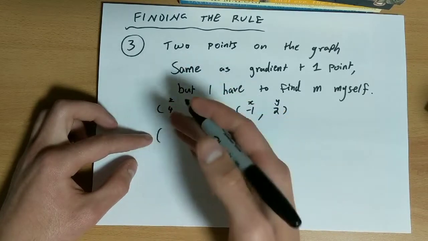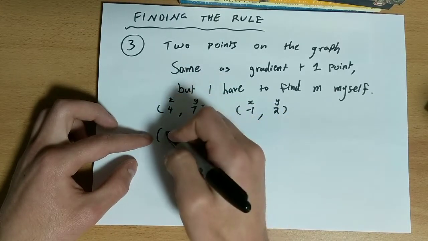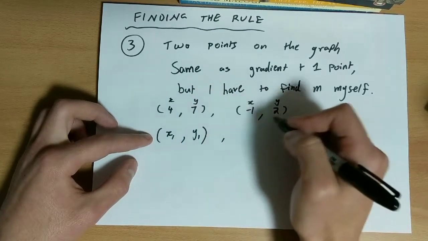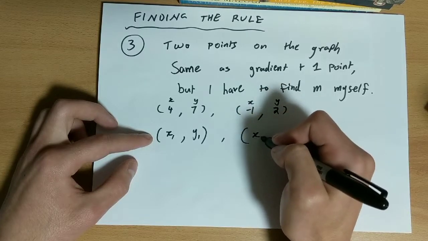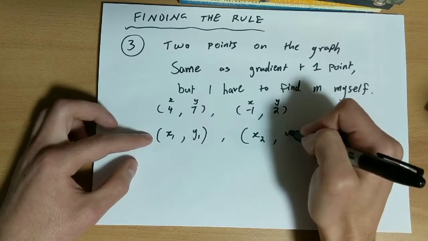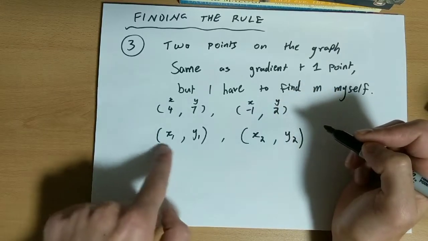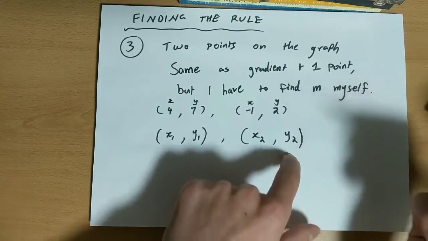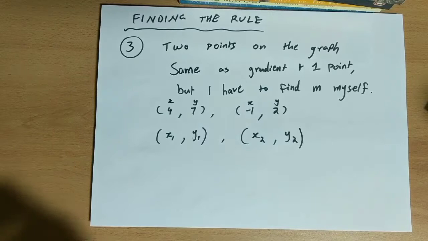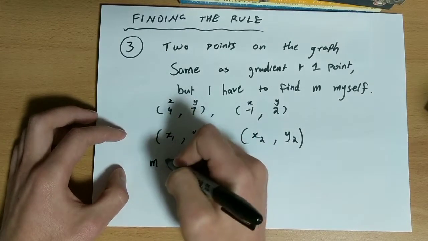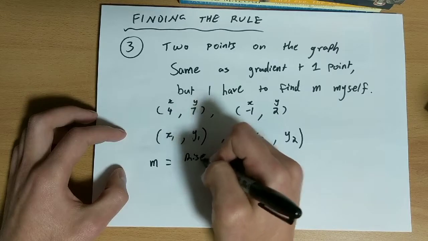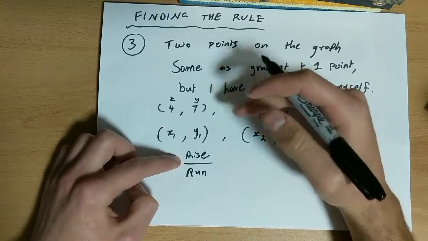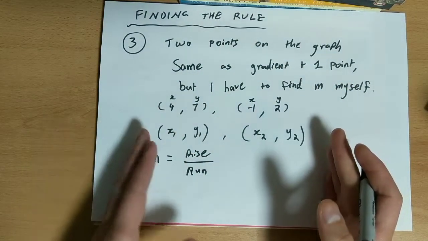So I'm going to call, in my first point, whatever number falls in that slot, I'm just going to call that x1, and this is going to be y1. And for my second coordinate, I'm going to call whatever's in that value x2, and whatever falls in that slot, y2. So this is my first coordinate with x1, y1, and this is my second coordinate with x2, y2. And to find m, let's think back to a couple of videos ago. M, which is the gradient, equals the rise over the run. So it's how much have I risen from 1 point to the next, divided by how much have I gone across the graph from 1 point to the next.